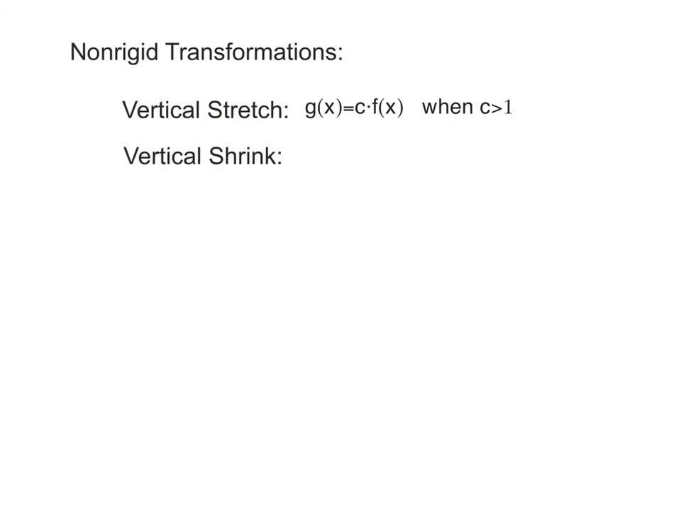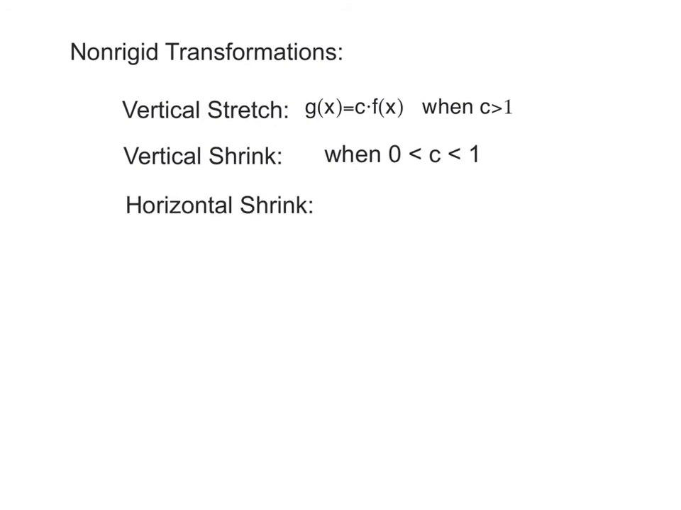Now, the opposite of vertical stretch is vertical shrink. Okay, now this can be represented the same exact way vertical stretch would be represented, but now c is not greater than 1. c would be between 0 and 1. So another way of looking at it is, if c is a fraction, then c times f of x would result in vertical shrink.